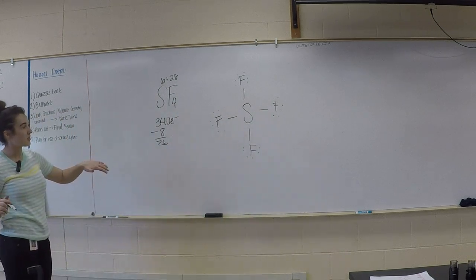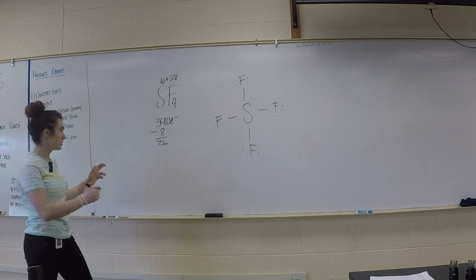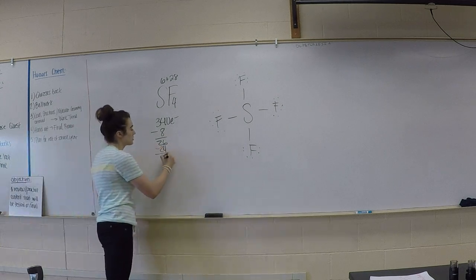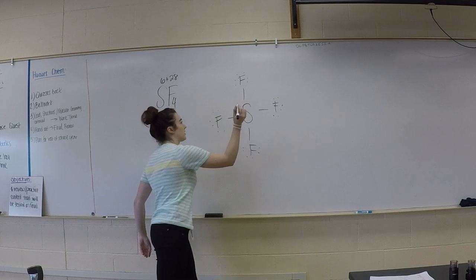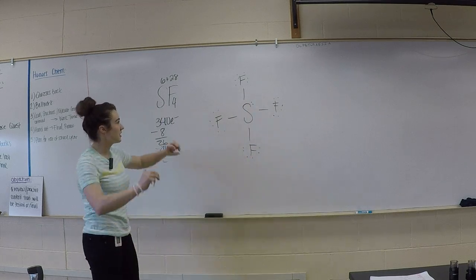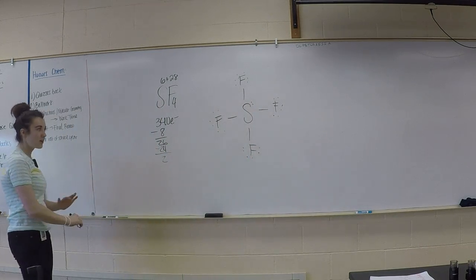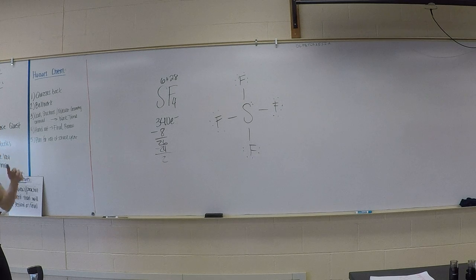Okay, so how many electrons did we just use? 24. So then our last two go where? On S, and again, in reality, they will all want to spread out around the S because they're repelling each other. They're all negative electrons.